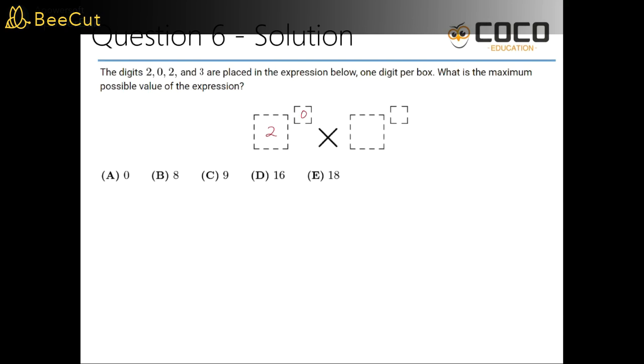Now, for the other one, you have two choices. It's either 2 cubed or 3 squared. Compare the value, you see that 3 squared is 9, 2 cubed is 8. So we choose 3 squared. This equals to 1 times 9. So the product is 9. Then we choose option C.